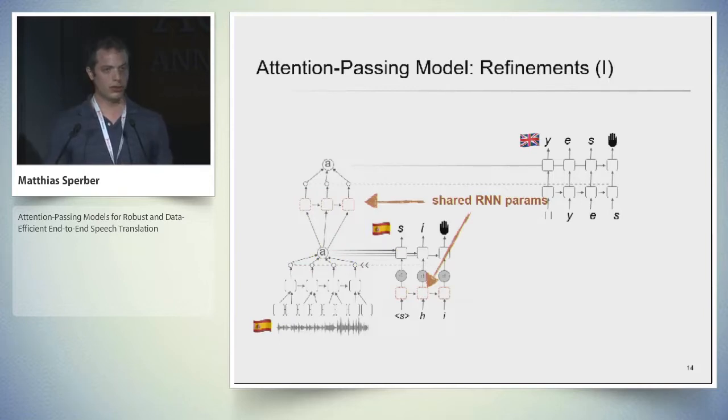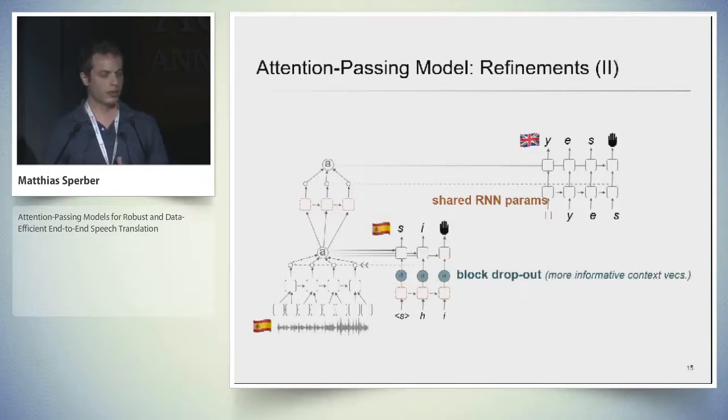To get good results, we add a few refinements to the model. Firstly, we share these RNN parameters in these two places. That's in order to make the multitask training more effective. Secondly, we add dropout on the source text decoder between the decoder hidden states and the output layer, and that's supposed to make the context vectors more informative, because half of the time the source text output layer will make its decision only based on the context vectors, because the RNN states are dropped out.